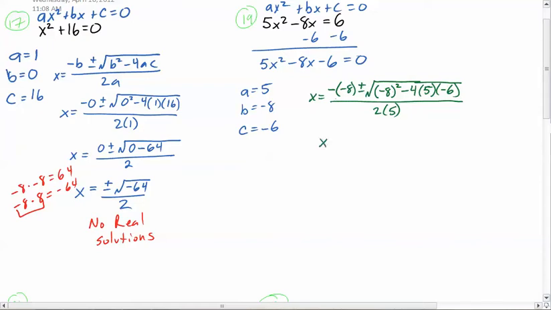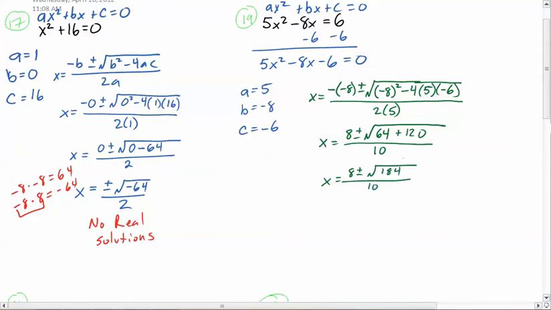We now simplify. Negative 8 is a positive 8, plus or minus the square root of negative 8 squared, which is 64. Negative 4 times 5 is negative 20, times negative 6 is plus 120. If you can't do that in your head, do it on your paper. It's still not that bad. You don't need a calculator for that stuff. 2 times 5 is 10. We'll go ahead and simplify a little bit further. X equals 8 plus or minus the square root of 184 over 10.